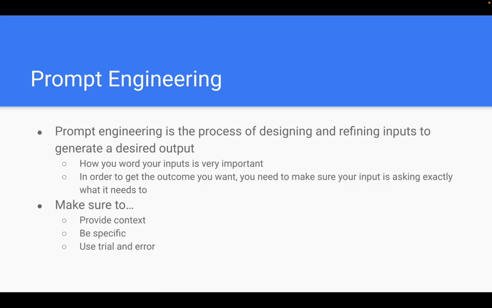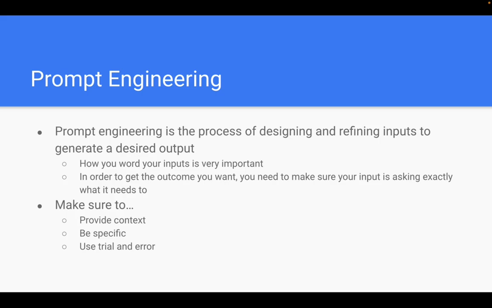Moving on to prompt engineering. Prompt engineering is the process of designing and refining inputs to generate a desired output. In order to get the output that you want, you need to make sure that your input is asking exactly what it needs to. Large language model responses can vary greatly depending on how the input is worded. For example, in our integration problem earlier, we needed to specify in our prompt for Copilot to not give us the solution, or else it would have by default.